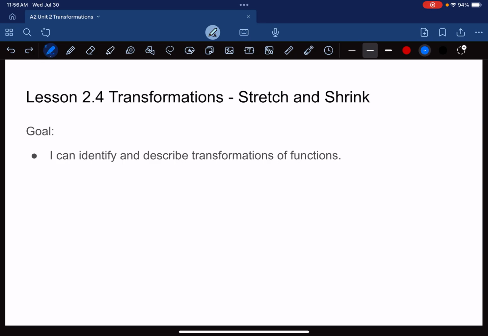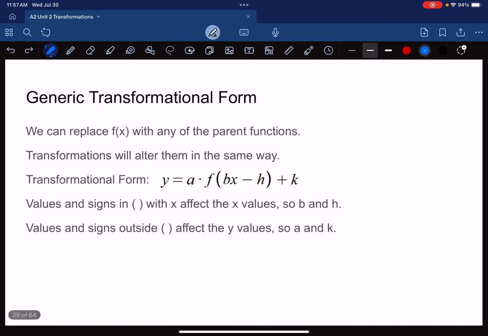Neither of those changed the shape of the graph. But today, when we do stretch and shrink, you're going to see that the graph is going to change its shape as well. So the goal is still that I can identify and describe transformations of functions. This is a repeat slide to tell you that this transformational form can take on any of the parent functions that we went through in lesson 2.